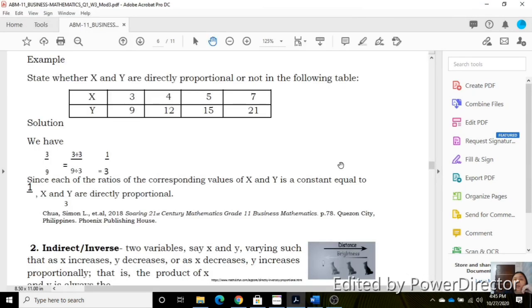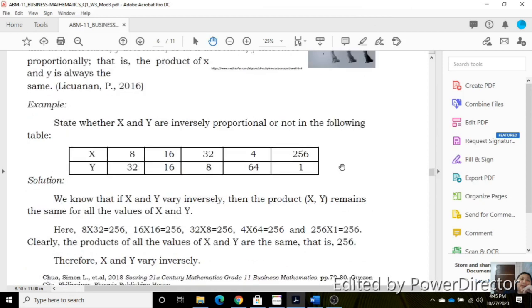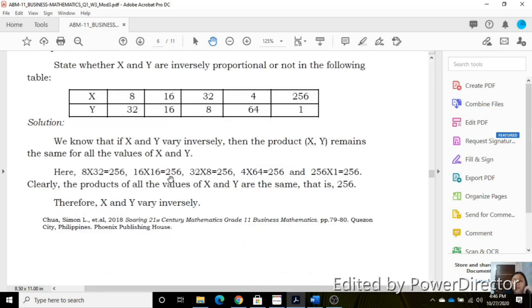Okay, so how about naman indirect or inverse? Okay. So indirect or inverse, ito, explain na lang natin. State whether x and y are inversely proportional or not in the following table. So, wala ka makikitang 1 dyan. You just multiply the x and the y. So, 8 times 32 is 256. And then 16 times 16 is 256. 32 times 8 is 256. And then 4 times 64 is 256. And 256 times 1, 256 then.